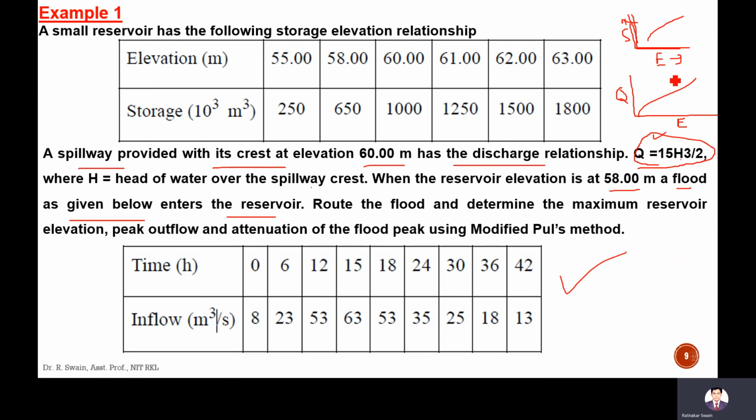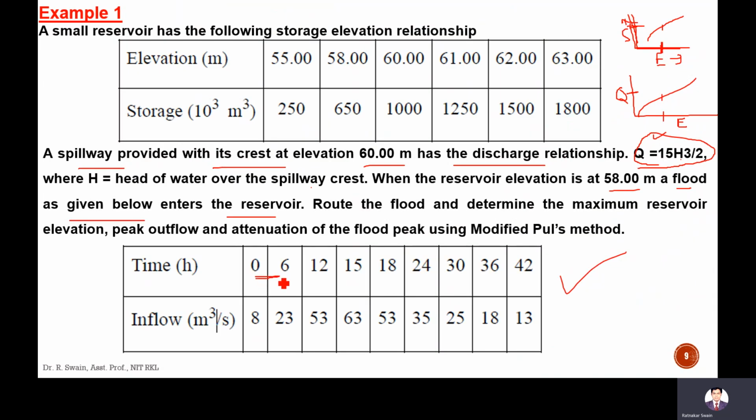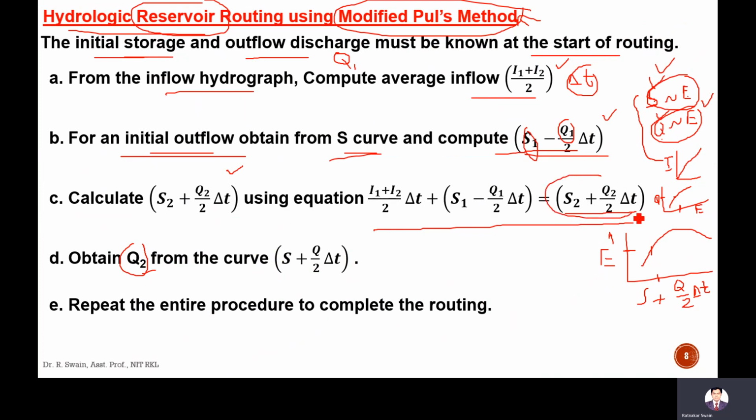Means the initial storage can be determined at 58. Corresponding to 58 elevation, the initial storage can be determined, and corresponding to that 58, the discharge Q1 can be determined. So from S and Q, that is the S1 and Q1, this value can be determined. And for the inflow in the initial time step, 0 to 6, I1 plus I2 by 2, this plus this by 2, can be determined. Next, S2 plus Q2 by 2 delta T can be determined.